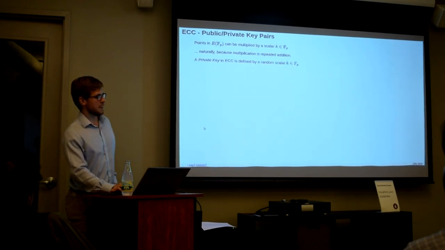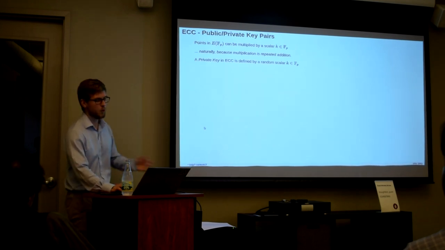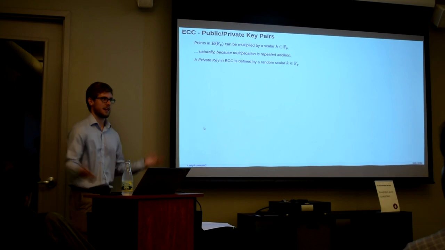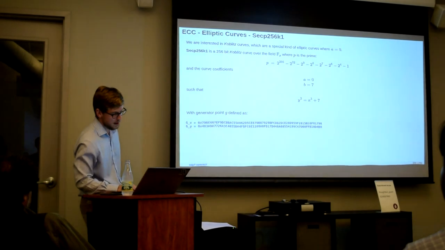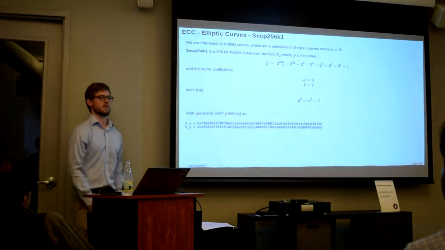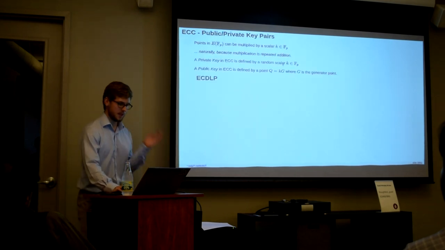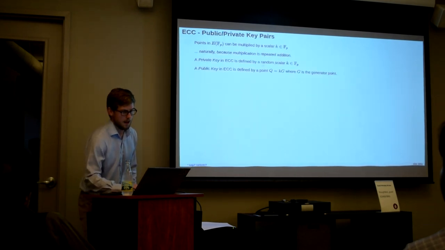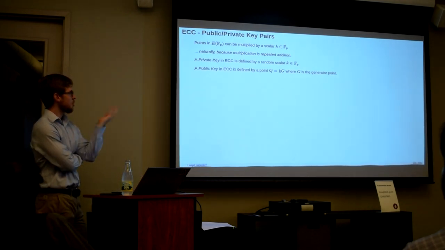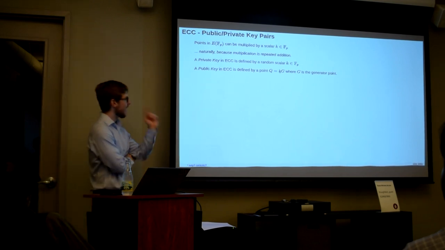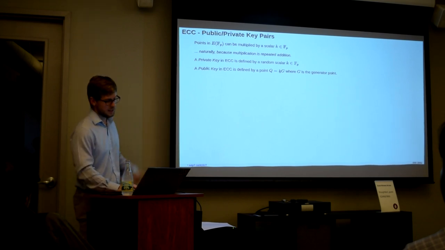I showed you that addition is defined, and naturally you just derive multiplication from this addition. So a private key in elliptic curve cryptography, specifically in ECDSA, is defined by some random scalar k in this finite field. Basically, the finite field is over this very large prime, and your private key is a random one of those. Just generate a random one. And from that, you can derive a public key, which is simply k times G. So I choose this random number in this finite field, and then I multiply the generator point by this value, and I get Q. And Q is my public key.